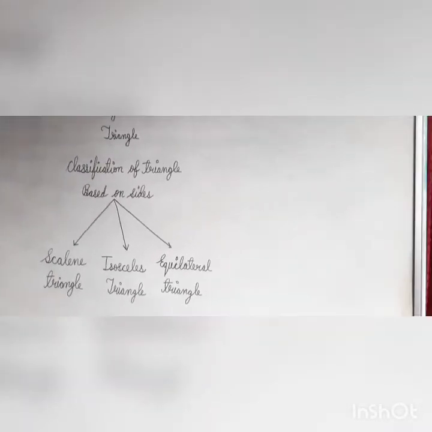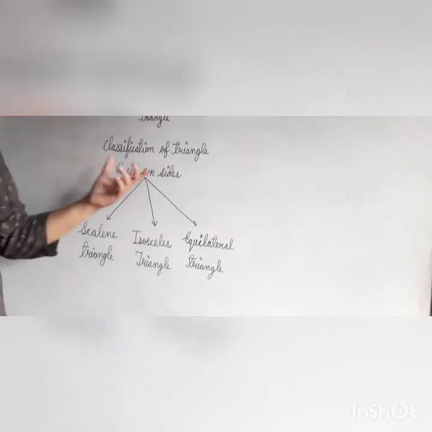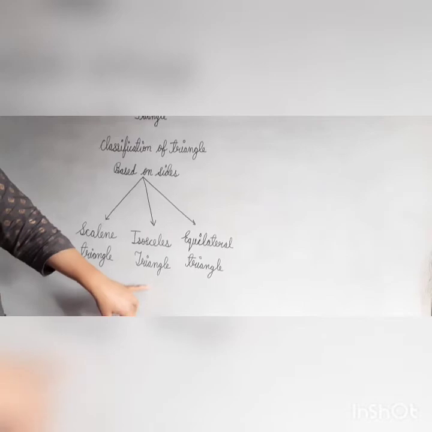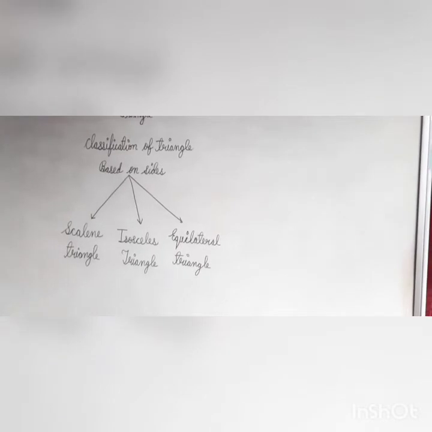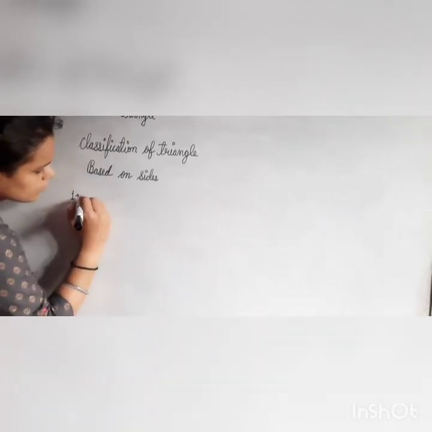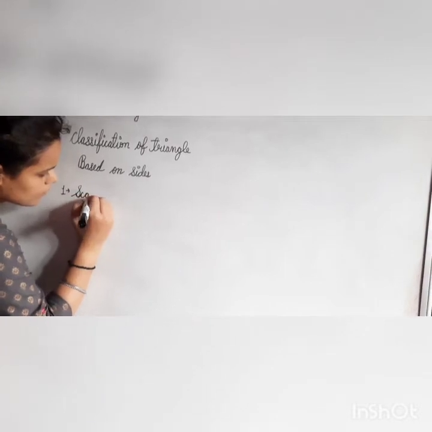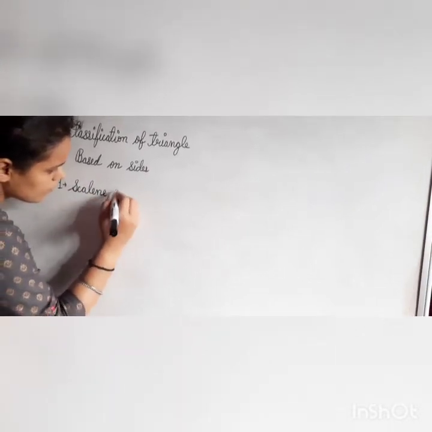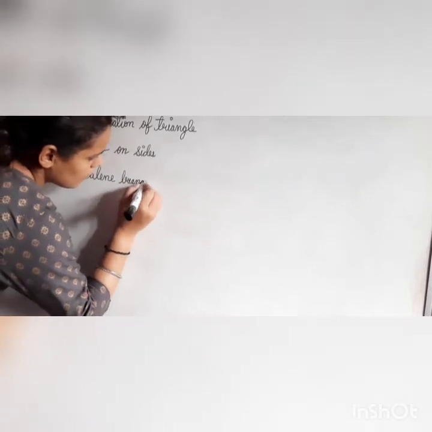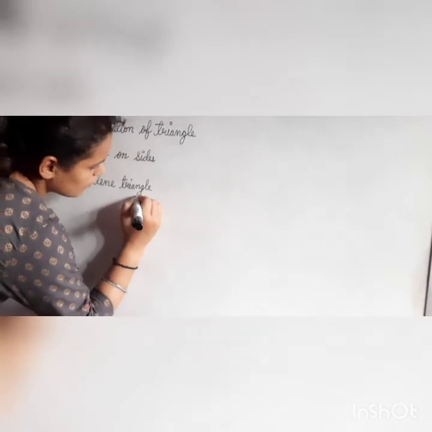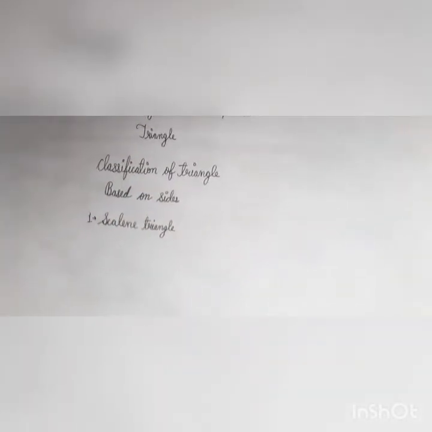Okay class. We have classified triangles on the basis of sides. First is scalene triangle, second is isosceles triangle, third is equilateral triangle. Okay. Now we will discuss these also. First we will discuss scalene triangle. Okay class, what is a scalene triangle?